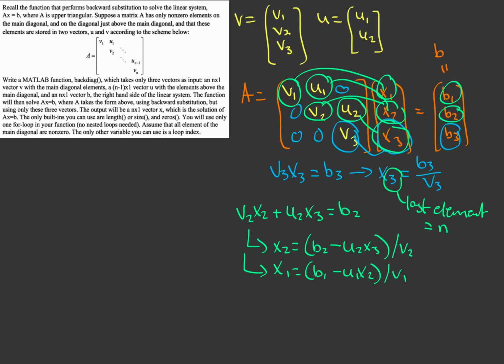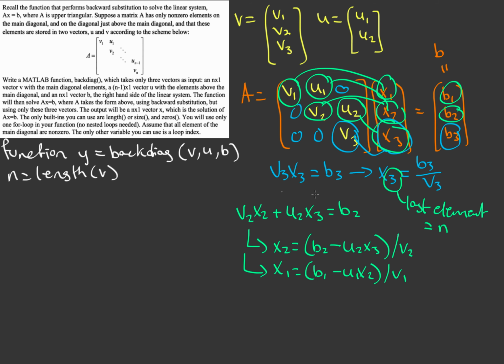Now we have to represent this with a function, and we're most likely going to use for loops. To start off, we're going to have function, and our output is y, and our name is backdiag, and our inputs are vectors v, u, and b. Now let's find what the size of v and b is. So we're just going to say n is equal to the length of v.